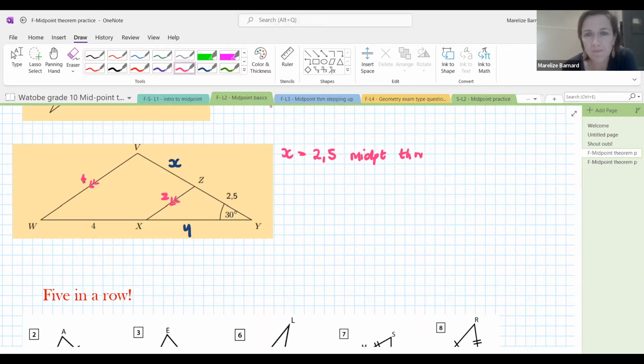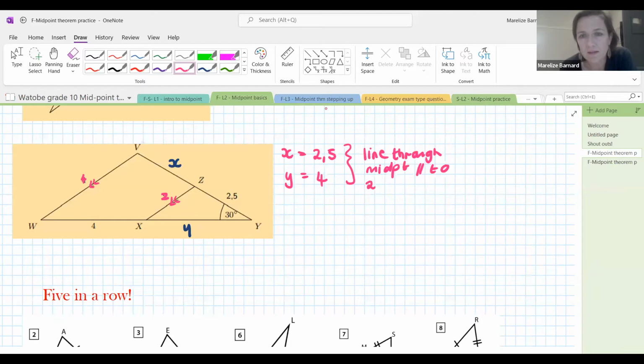Okay, so x is going to be 2.5, midpoint theorem. And y is also equal to 4. There I wrote the wrong thing. Both of these you can write line through midpoint parallel to second side.